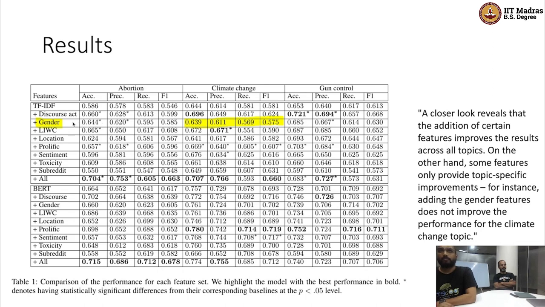There are also some edge cases here where adding a particular feature like gender does not increase performance in any way. In the case of climate change, by adding gender, you can see that compared to the baseline, the performance measures have decreased. The accuracy has decreased. So based on this, the authors also say that maybe all of these linguistic features are not equally performing well across different topics. And we will see further down the slides that some of these features are probably very good for some topics, but may not be good for a different topic.